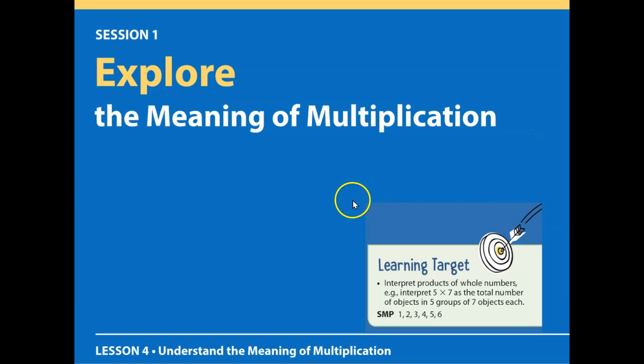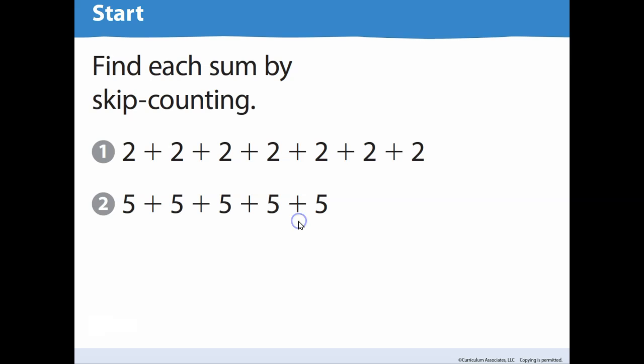All right, guys, we're doing a new lesson, lesson 4. It says understand the meaning of multiplication. So we're working on multiplication now, okay? Basic stuff, right? Here's session 1.